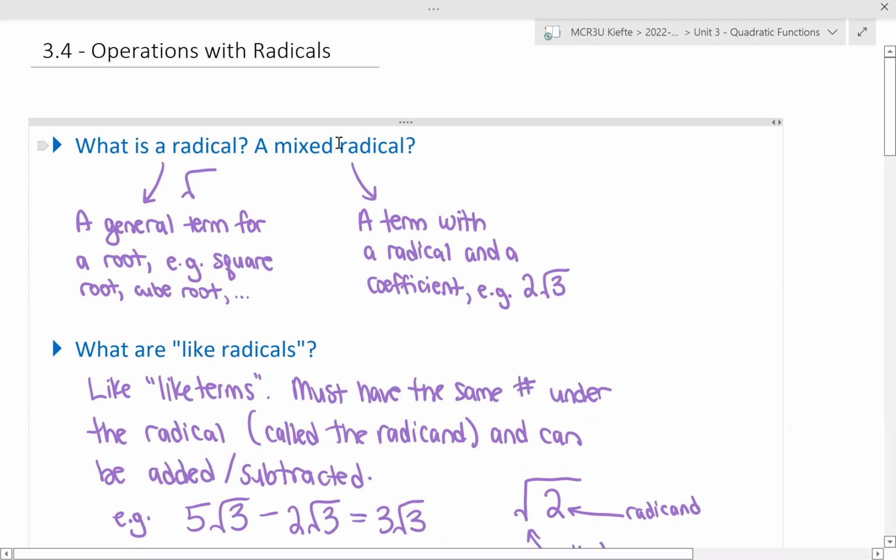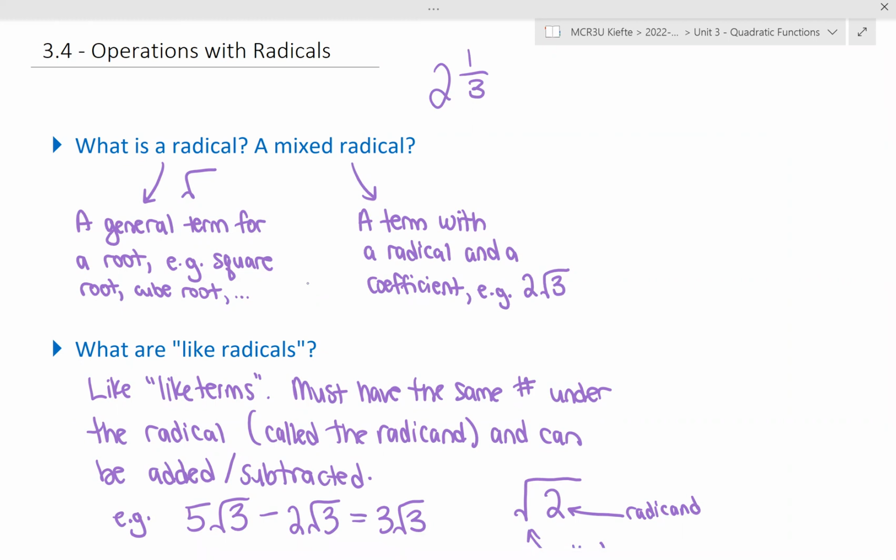example. A mixed radical is kind of like a mixed fraction. A mixed fraction is something like 2 1/3. So a mixed radical, similarly, is a coefficient and a radical. So something like 2√3 is a mixed radical.